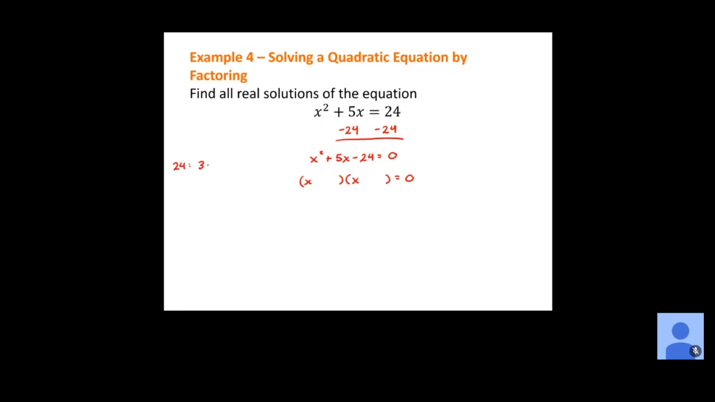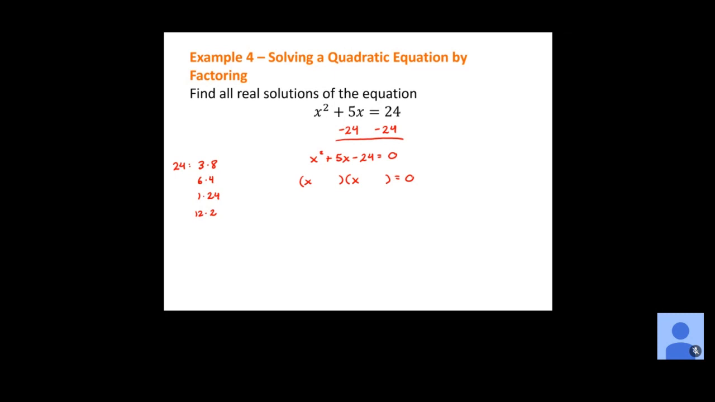Okay, so we could do 3 times 8. We could do 6 times 4. We could do 1 and 24 for sure. We could do 12 and 2, right? And those should be the only options there that would give us a 24. Now, in this case, because we know we're trying to get a 5x in the middle, which one of those do you think we might want to try first? Yeah, the 8 and the 3, right?